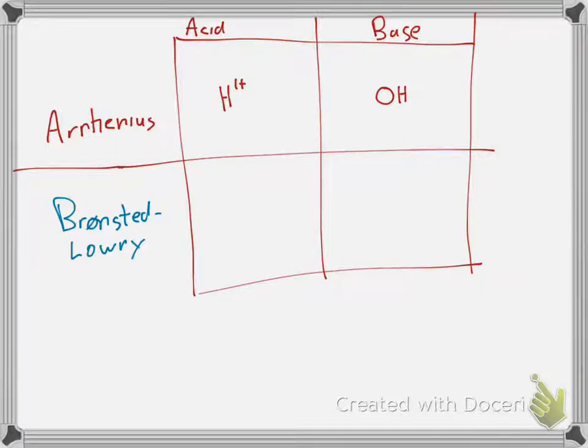Now, what a Bronsted-Lowry acid is, it's something that also gives off a hydrogen ion. And so it's said to be a hydrogen ion donor. And if you really think about it, it's the same sort of definition as an Arrhenius acid. A Bronsted-Lowry acid is a hydrogen ion donor, and an Arrhenius acid is something that gives off a hydrogen as well. But the big difference is the base.